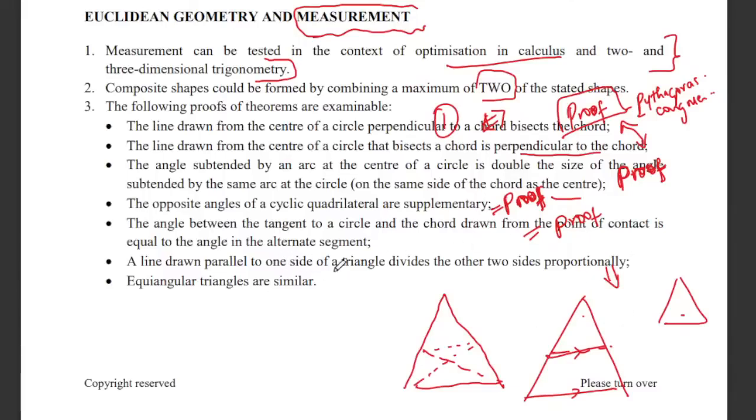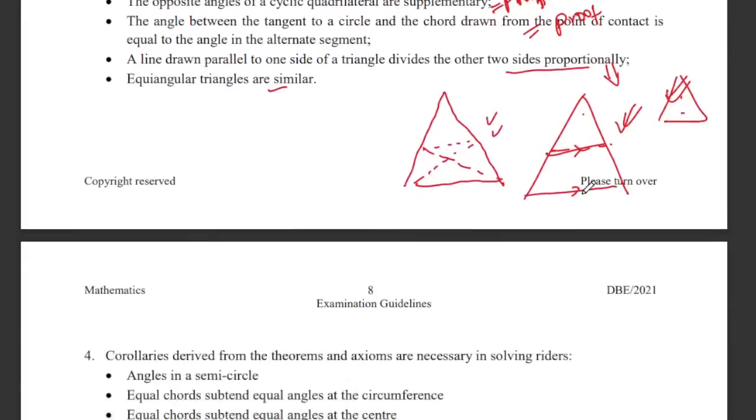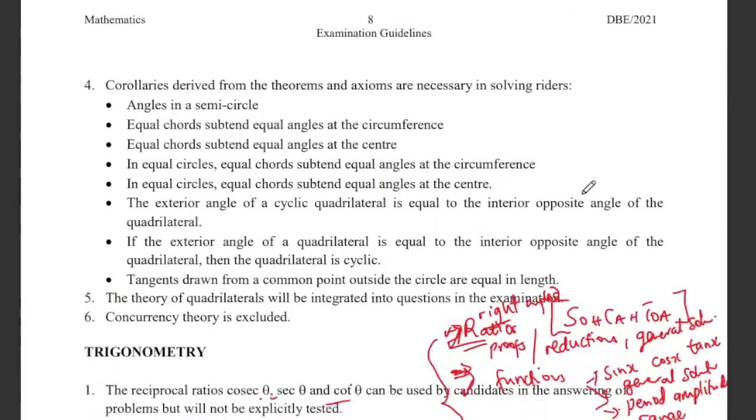Okay, so a line drawn parallel to one side of a triangle divides the other two sides proportionally. So that's where we go. Then equiangular triangles are similar, so this and this, those are the equiangular. So we need to know all of that. Then corollaries that are derived from the theorems and axioms that are necessary in solving riders.